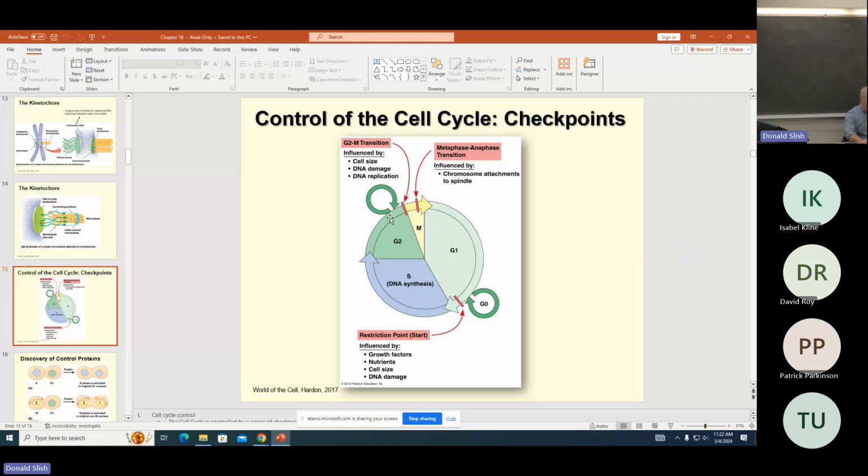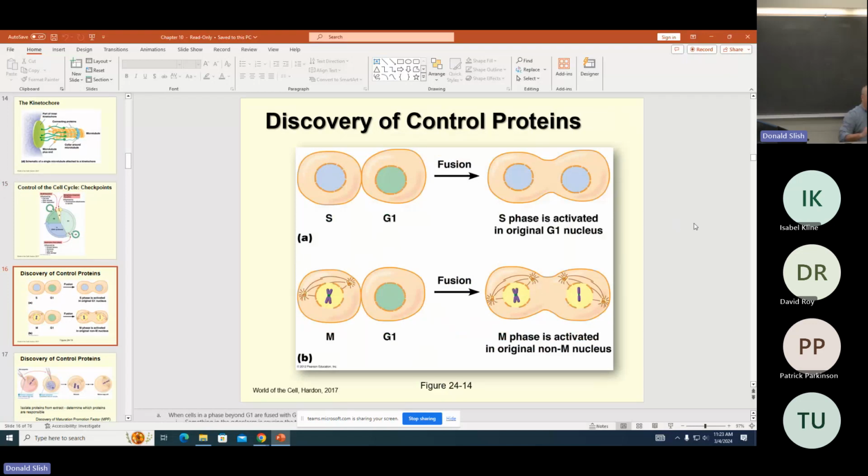But we're going to start out with a little bit of history, which focuses on this G2 to M transition. This was the first one that was understood. So how do you figure this out? What's making cells go through this process? Well, in the original experiments, they would take a cell that was in S phase and a cell that was in G1 and fuse them together. And what they found was when they did that, the S phase cell made the G1 cell go into S phase. So you can see there's something in the cytoplasm that is forcing the second cell to go forward in the cell cycle.